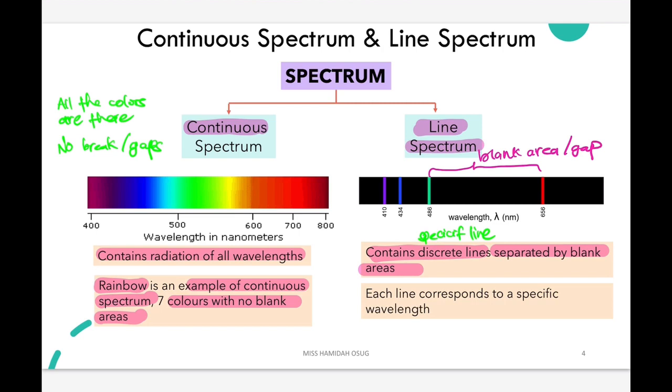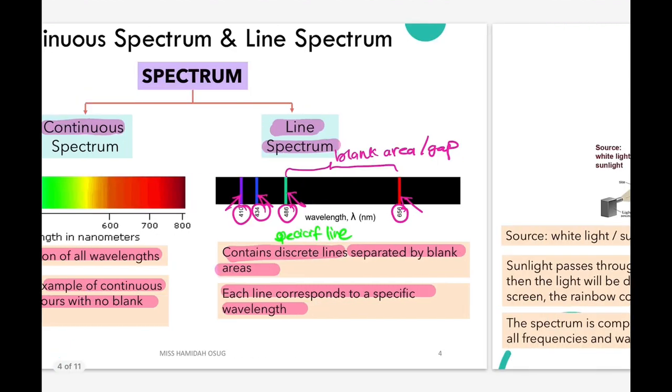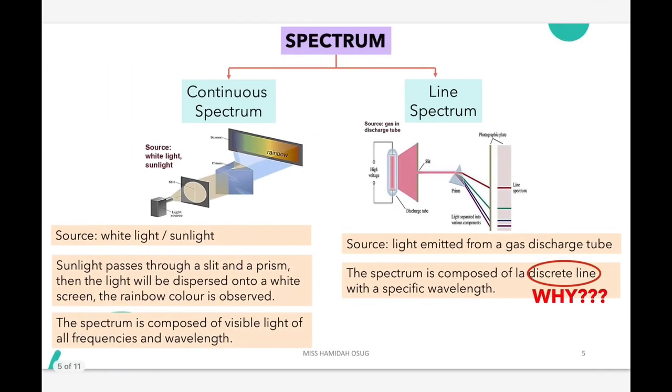For example, the red line is specific to 656 nanometer, while the green line is specific to 486 nanometer, and so on. Next, let's take a look at the source of continuous spectrum. The source of continuous spectrum is white light or sunlight.